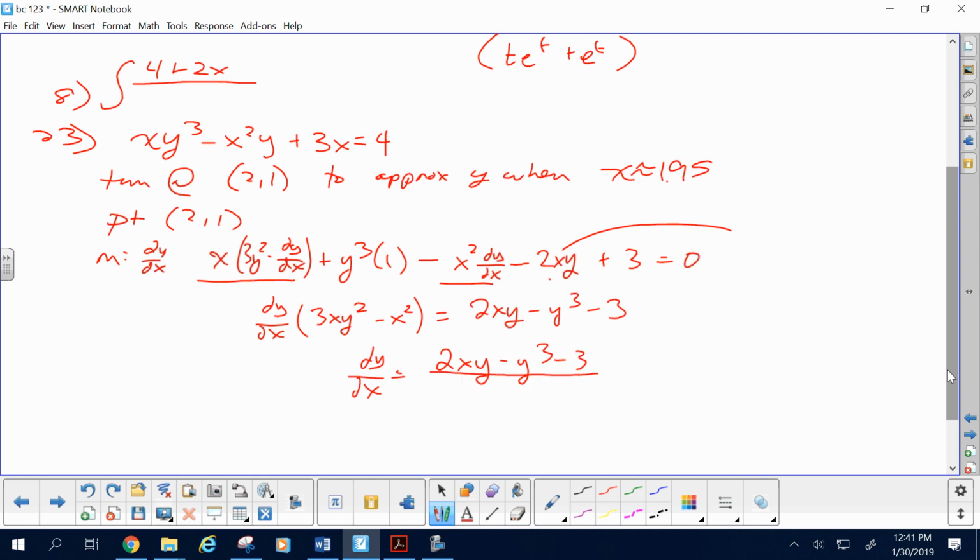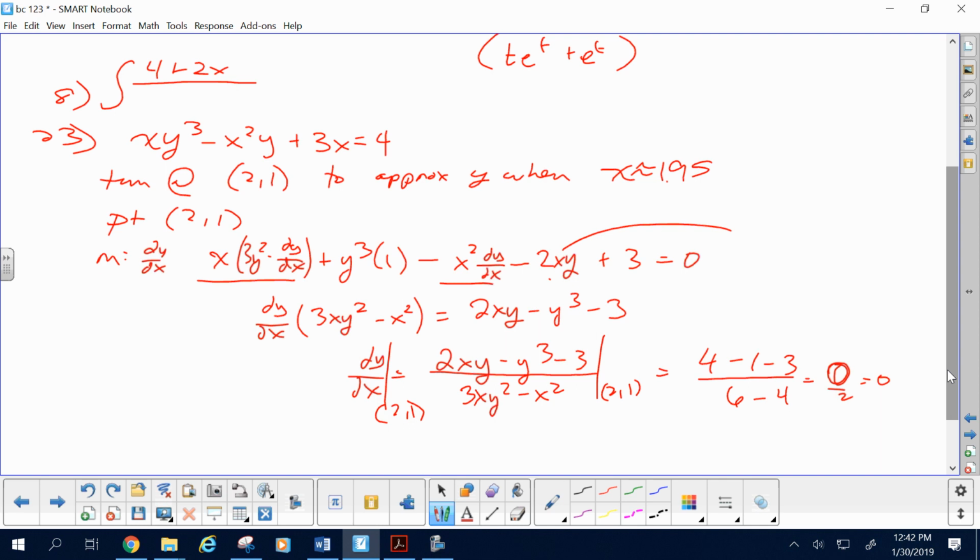I guess I could have put in numbers first. Would that have been easier? Would it have been better to put numbers in earlier? Okay. Just maybe less writing. So evaluating that at (2, 1), what do we got there? 4 minus 1 minus 3 over 6 minus 4. I'm feeling 0. Well, there you go. There's a horizontal tangent there, yeah? Did you get a derivative of 0?